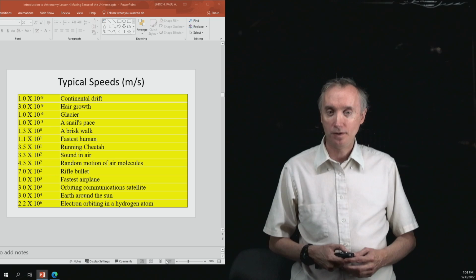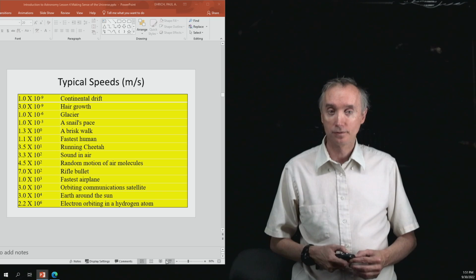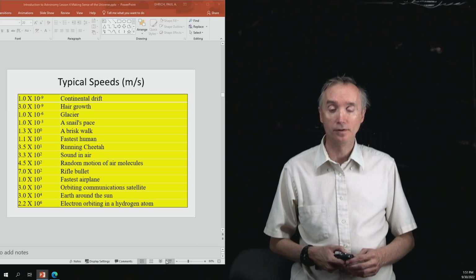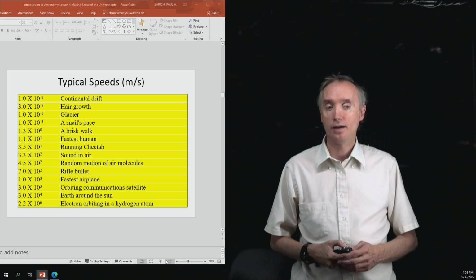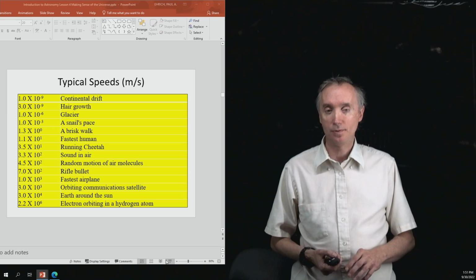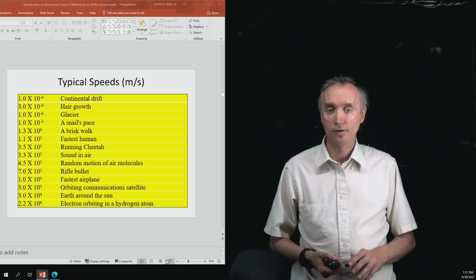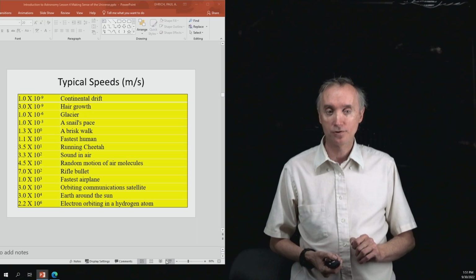The ultimate speed is the speed of light, and that's 3 times 10 to the 8th meters per second. Later in the course, we will discuss the speed of light. Now we want to talk about a concept that's related to speed, but a little bit different, and that's acceleration.